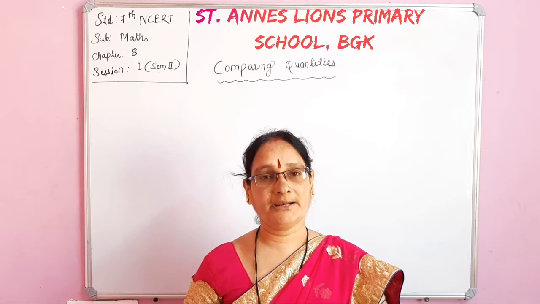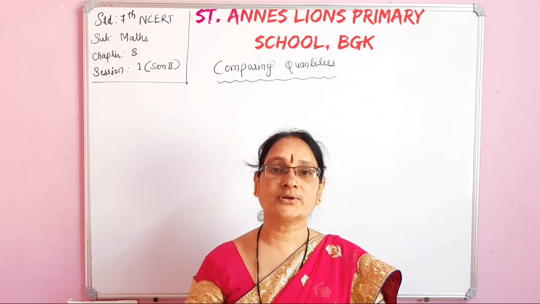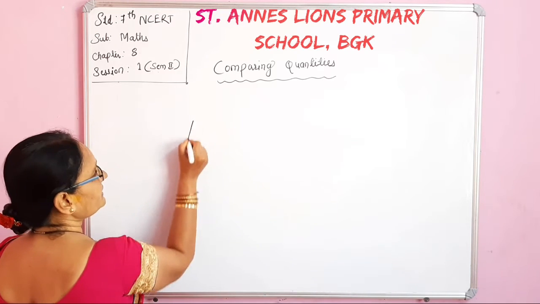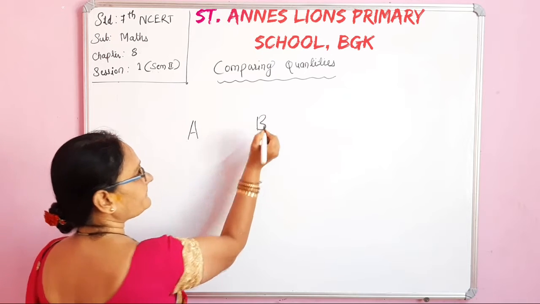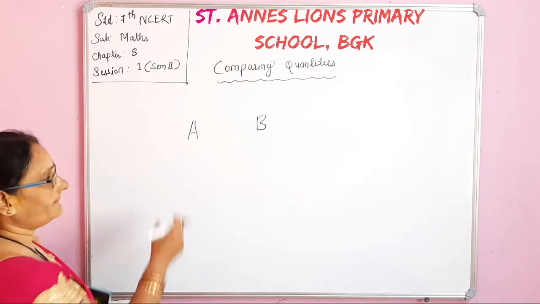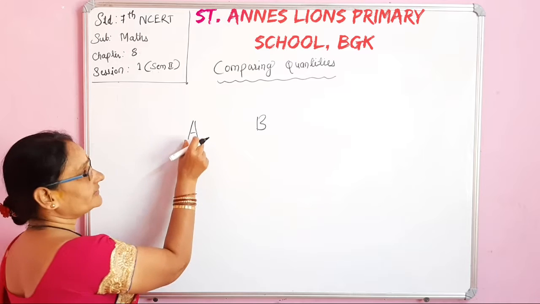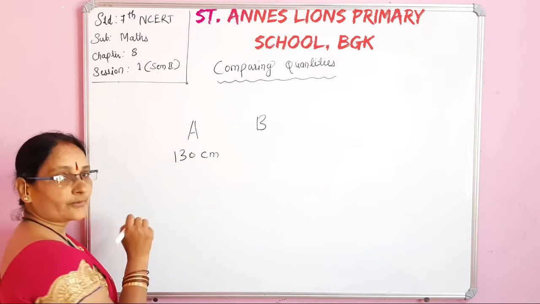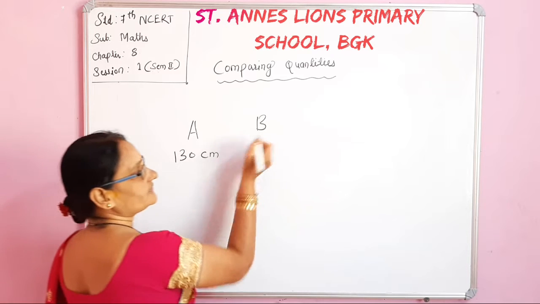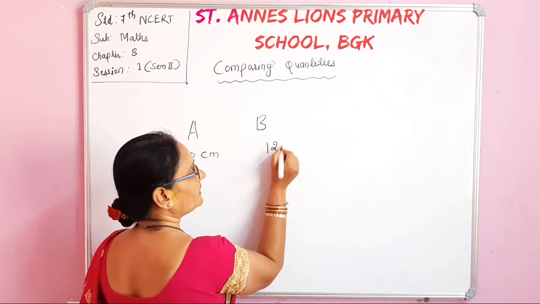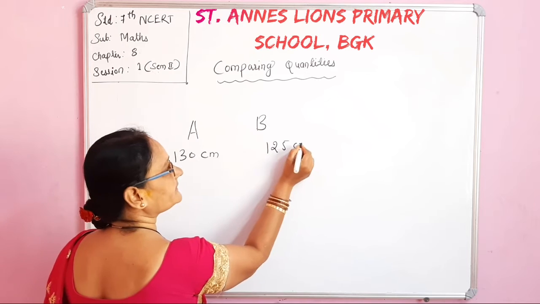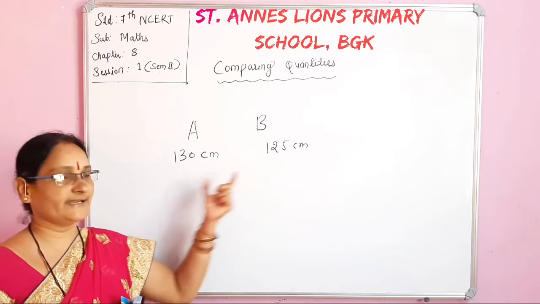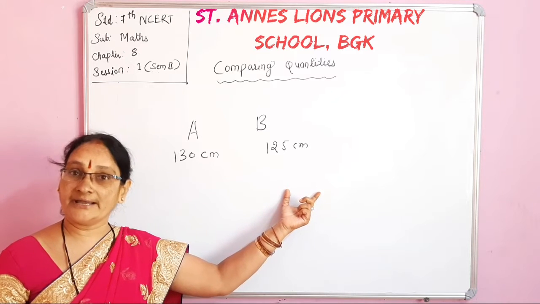Suppose I am comparing heights of two students. For example, see here, student A, student B. We compare the height: student A is 130 centimeter, whereas the height of student B may be 125 centimeter. Comparison of two quantities of the same kind.